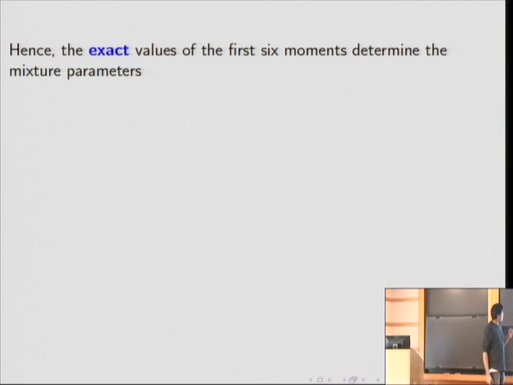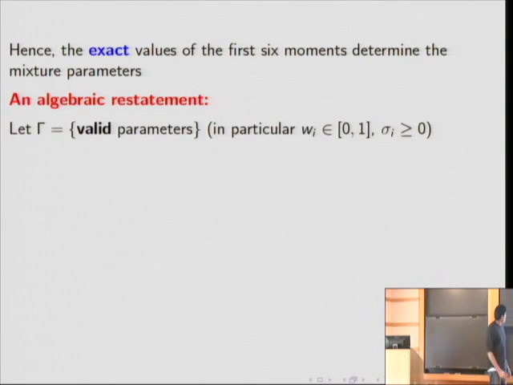So what do we know right now? We know that the exact values of the first 6 moments determine the mixture parameters. And what we want to show is that even noisy moments suffice. But let me first give an algebraic restatement of this result. Namely, I'll consider a set of valid parameters, because not every setting of the 5 underlying variables really corresponds to a mixture of 2 Gaussians.